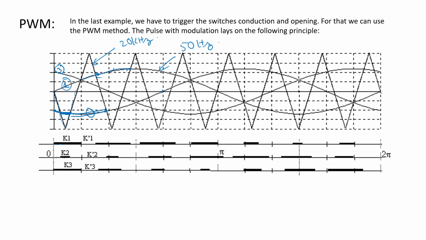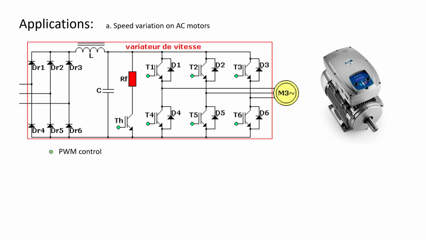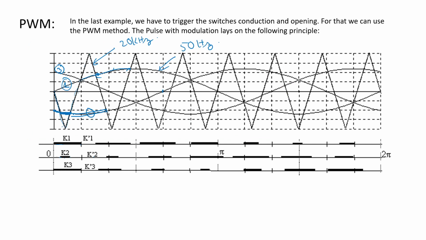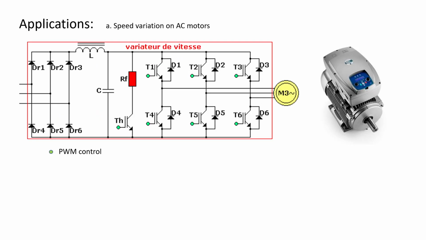Okay, when the triangle is on the positive side, we use K prime. When the triangle is on the negative part, we use K. Actually there are 6 switches here, only to illustrate 3 switches. To have the full picture, you need to find the table. I don't have the table here, the table of the switch function.